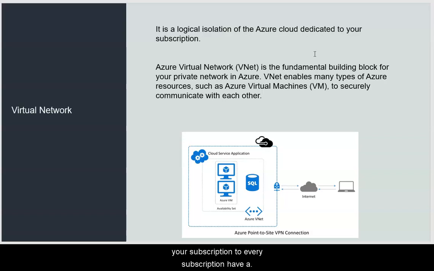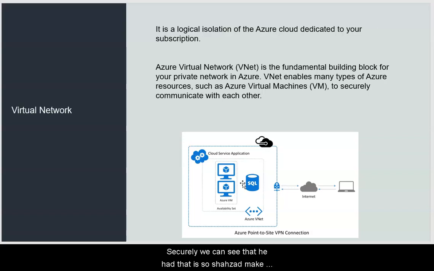As you know, it is a logical isolation of the Azure cloud, dedicated to your subscription. Every subscription has dedicated IP address ranges, and those are only for that specific subscription. It is a logical isolation, meaning it works under boundaries. Whatever is inside the network range, all the resources communicate with each other securely.